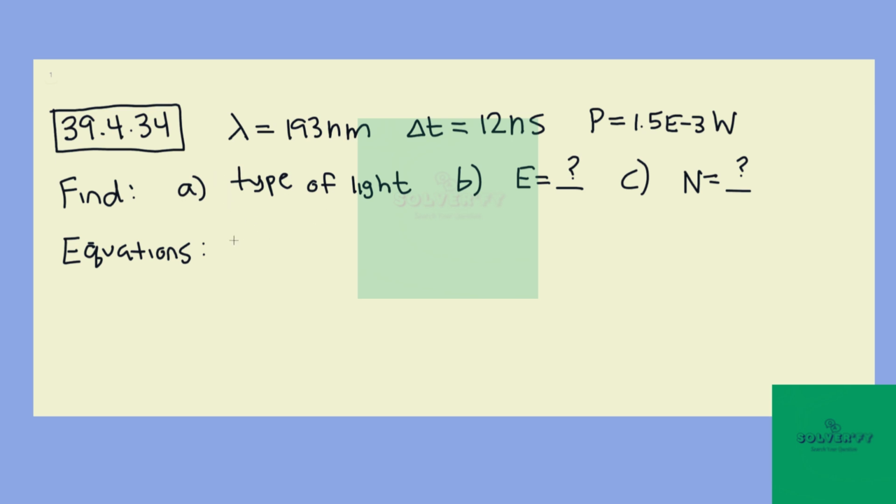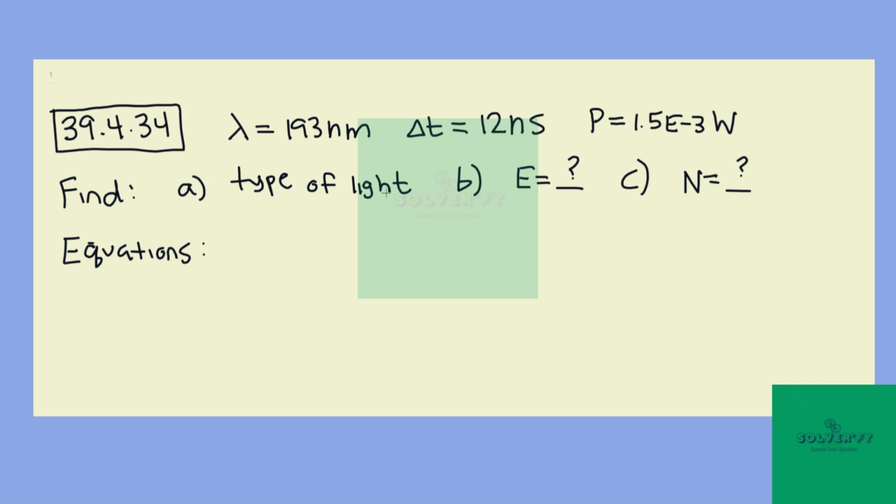Okay, for this problem, we have a laser with a wavelength of 193 nanometers. It's a pulsed laser, which delivers 1.5 times 10 to the negative 3 watts of power in a duration of 12 nanoseconds. We're first asked what type of light this is, which will depend on its wavelength only. We're then going to be asked what's the energy per photon, and lastly, how many photons are emitted in a particular pulse.